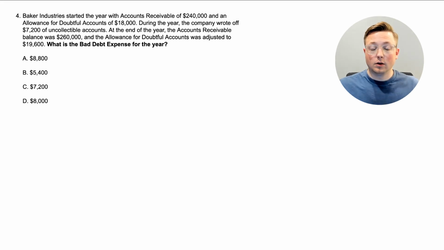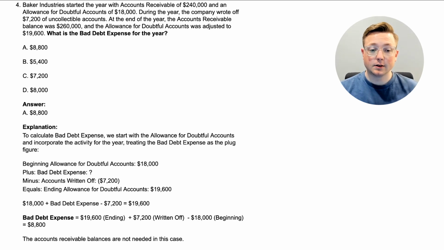Okay, so based off of this information that we're given, we again have to calculate the bad debt expense, but this is a little bit different than what we've seen so far. If you have an idea just based off of what we've done, that's great. Pause the video and do the calculation. If not, we're going to dive straight into it to learn how this works. All right, here we are at the answer. The answer is A, $8,800 is the bad debt expense. So again, this is the expense that we have to increase the allowance for doubtful accounts to what it's supposed to be, which is this $19,600 at the end of the year.